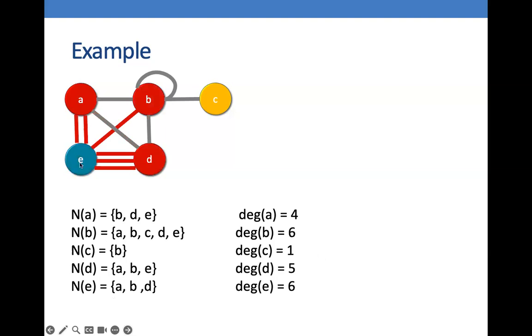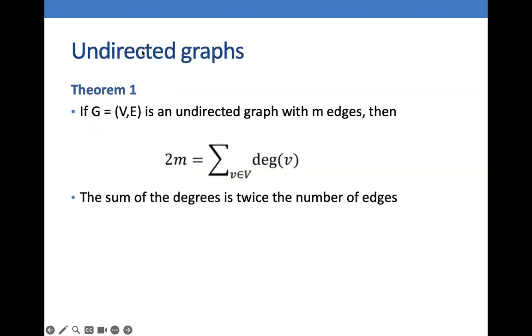And then the vertex E is connected with A, B, and then D. So we can say that A, B, D are the neighbors of E. And the degree is 1, 2, 3, 4, 5, and then 6. So it is equal to 6. Okay, so we are done with those examples. Let us move on to another theorem.